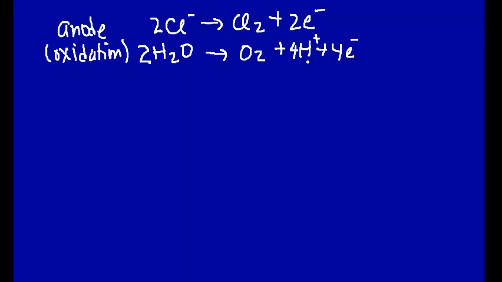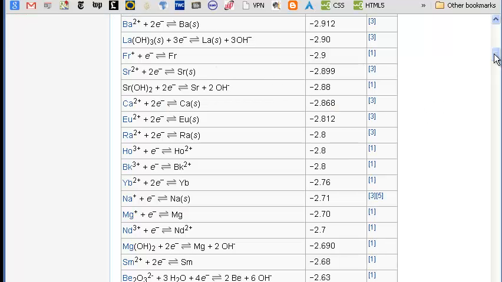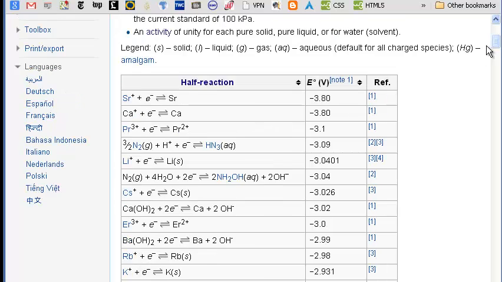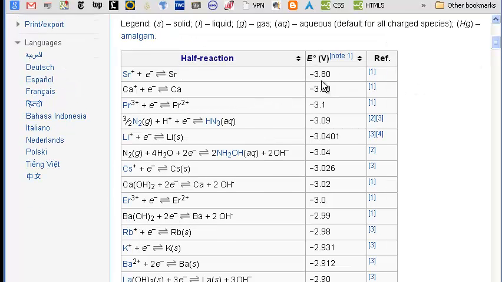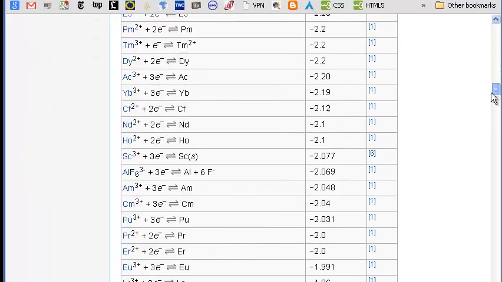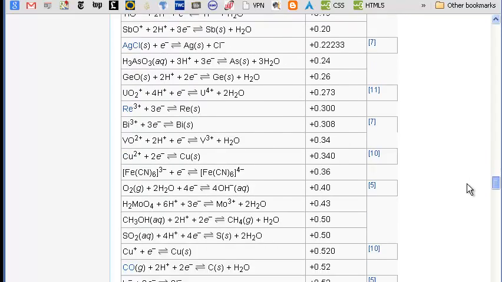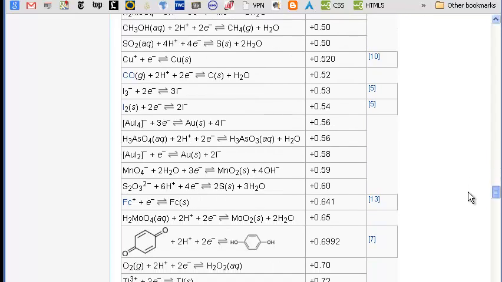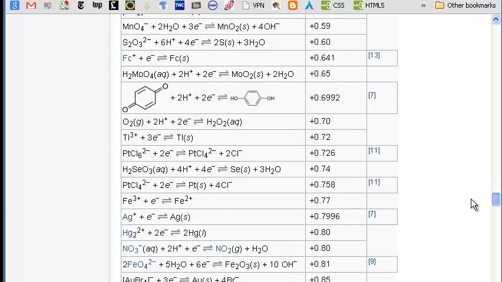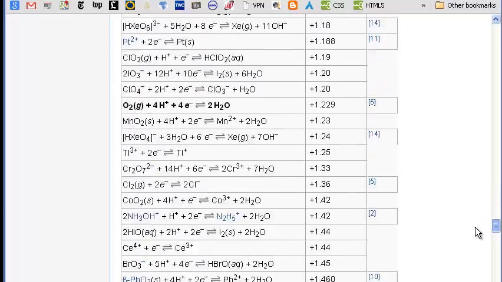All right, let's go back and see what the standard cell potentials are. Let's see chloride. We'll give that a gander here. Again, Wikipedia, in contrast to Tro, starts with the -1s and goes positive. So where would that be? Probably down here somewhere. We're looking for chloride being reduced, or chlorine gas being made. Oh, there it is.